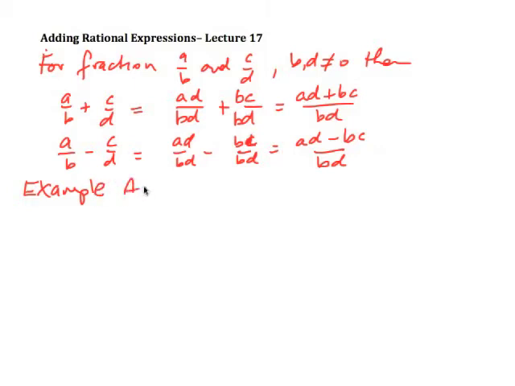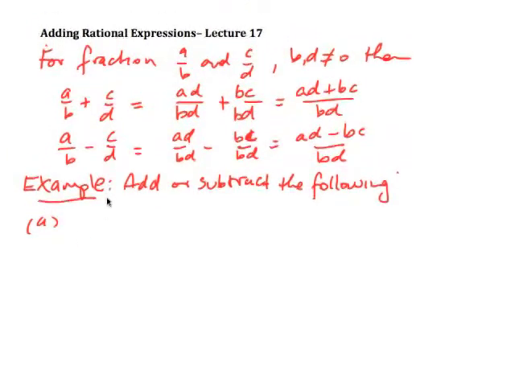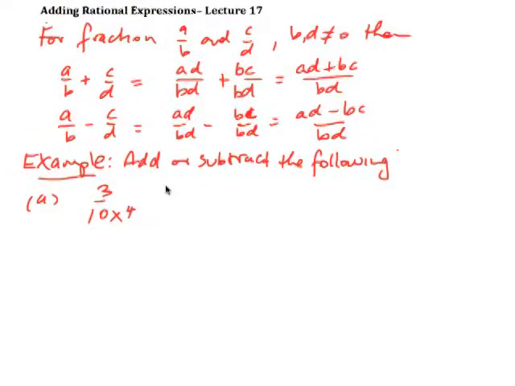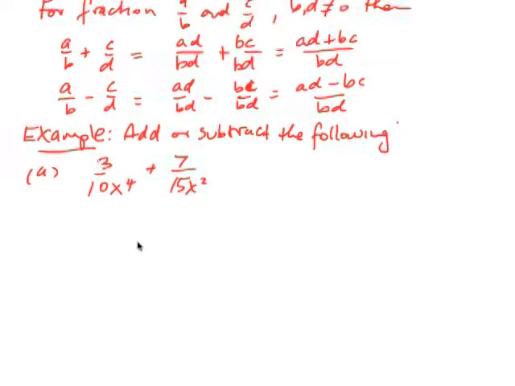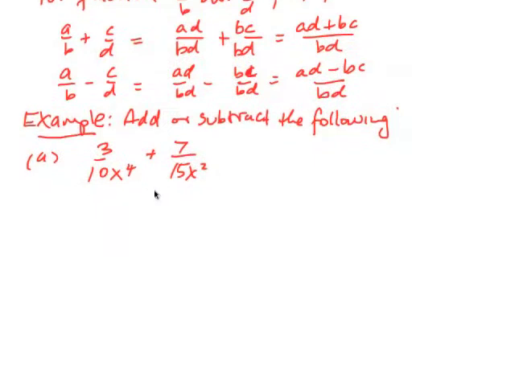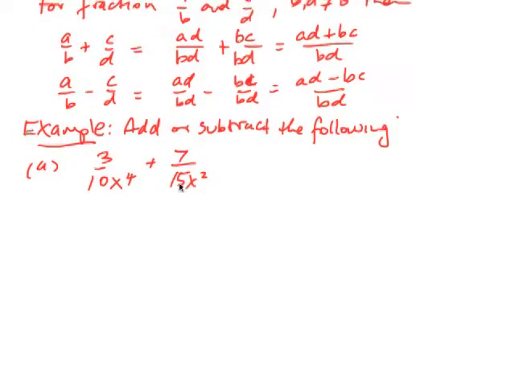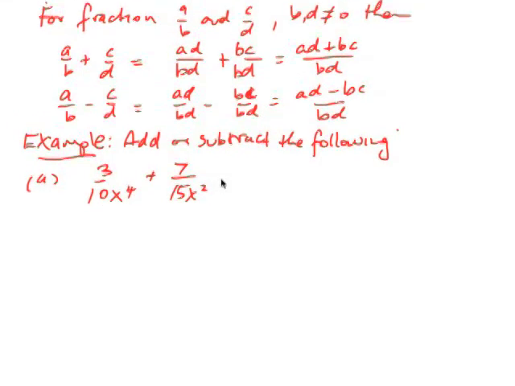Okay, let's add or subtract the following. Let's do part A. Let's suppose we want to do 3 on 10x to the 4 plus 7 over 15x squared. So we start to look for what the common denominator will be. Notice that we don't have a 10 in either of these, we don't have a 15 in either of these. So it's going to have to be a number that both 10 and 15 go into, and that, of course, will be 30.